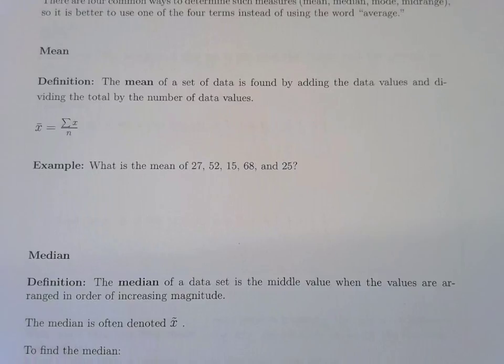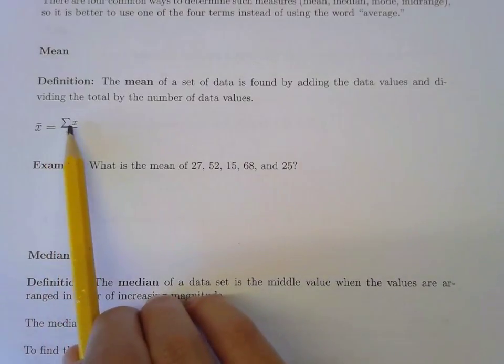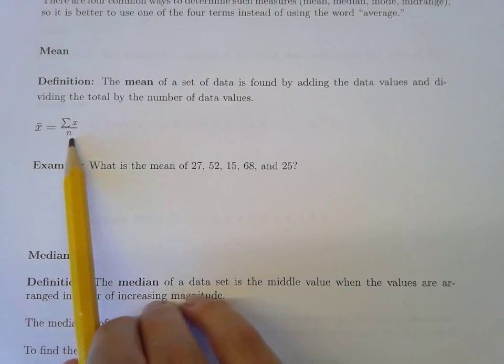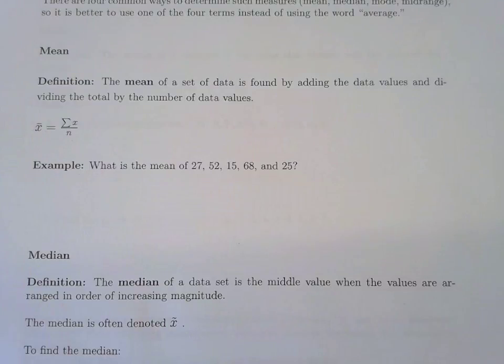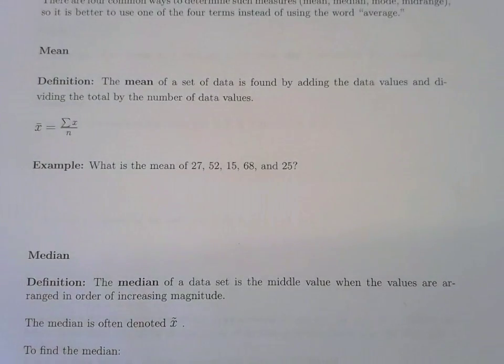Definition of the mean: the mean of a set of data is found by adding the data values and dividing the total by the number of data values. We denote the mean by x bar, and we find it by summing up all of the x's, or all of the data, and dividing by n, which is the number of data values. Example: what is the mean of 27, 52, 15, 68, and 25?